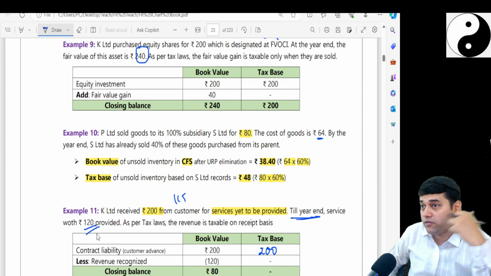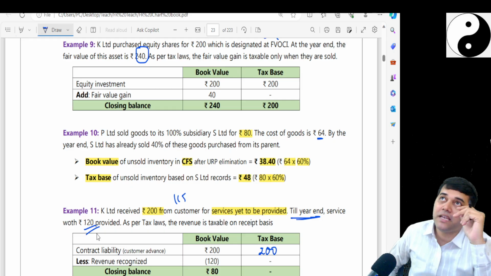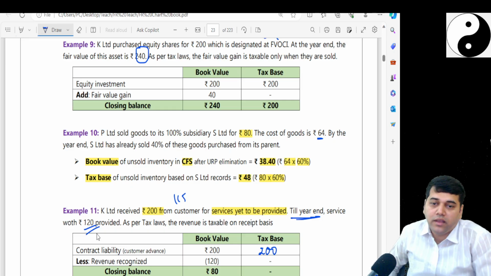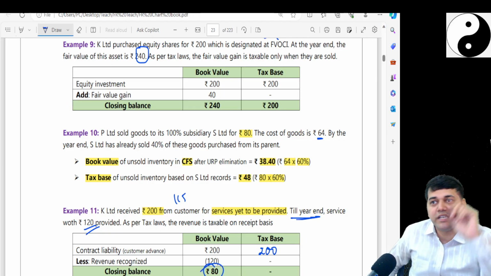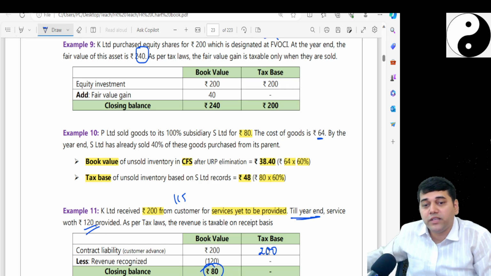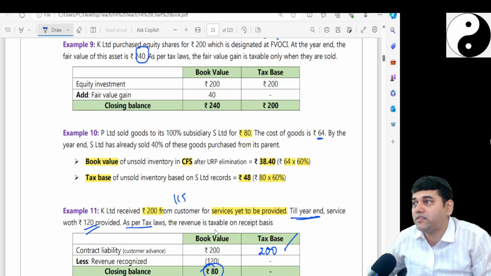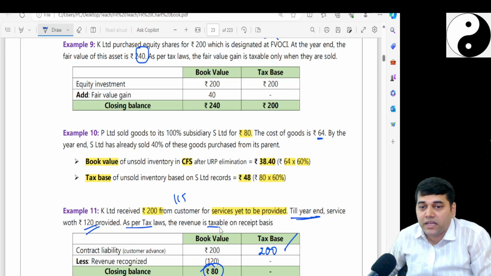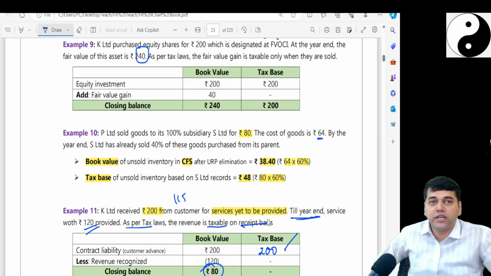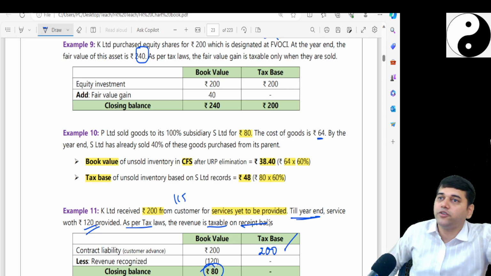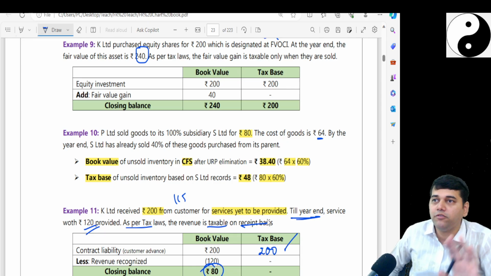So at the end of the year, if I go and look into the balance sheet, how much liability is still sitting? 80 rupees. Now I'll go to the income tax records. When I received that advance, they showed me 200 rupees. But what income tax said: whether you rendered service or not is not relevant. The revenue is taxable on receipt basis. 200 you received, right now you pay tax, finish. Next year you give service, that is next year's story. Right now you have to pay tax.